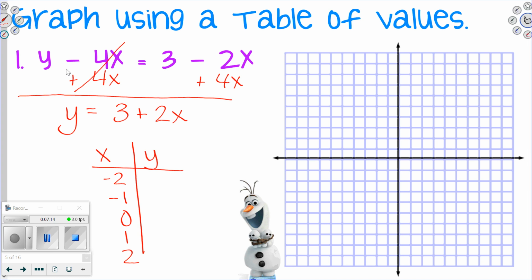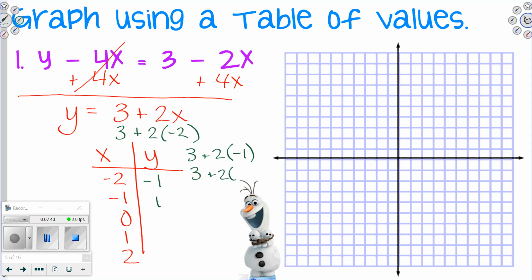You guys got a calculator? If you don't, grab a calculator. Let's just make this easy on ourselves. We're just going to plug them in. So if I plug in a -2, I'm going to type in 3 plus 2 times -2. And what do we get? That's -1. Okay, plug in a -1. So 3 plus 2 times -1. That's 1. Plug in a 0.